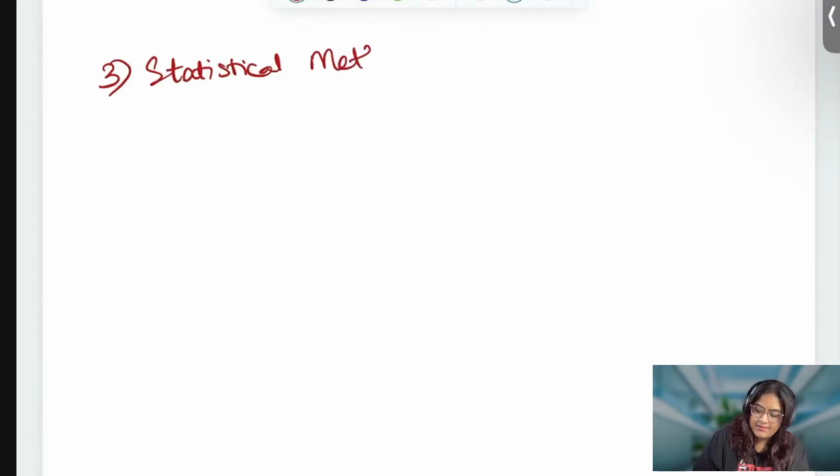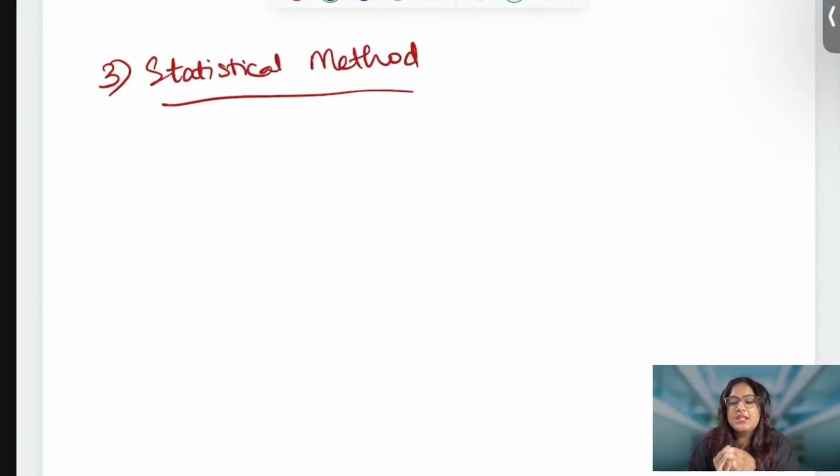Now let us understand the most analytical approach, that is the statistical method. Unlike survey and opinion poll methods, these methods are data driven and mathematical. They rely on historical data and quantitative techniques to predict the future demand. There are three important methods here.